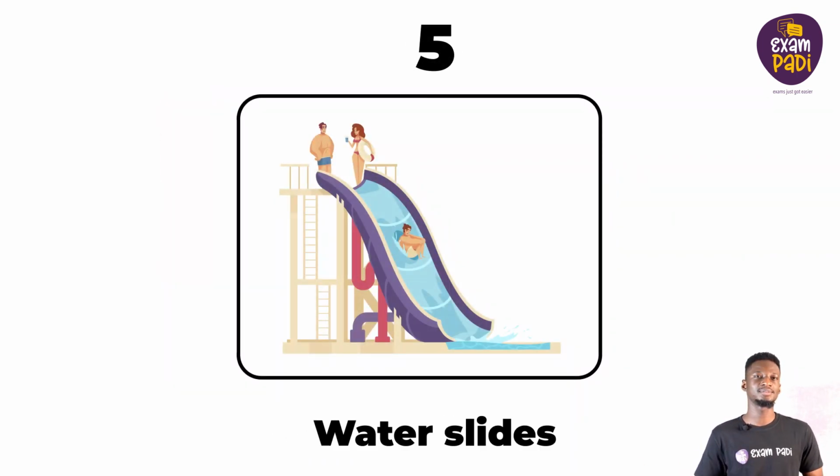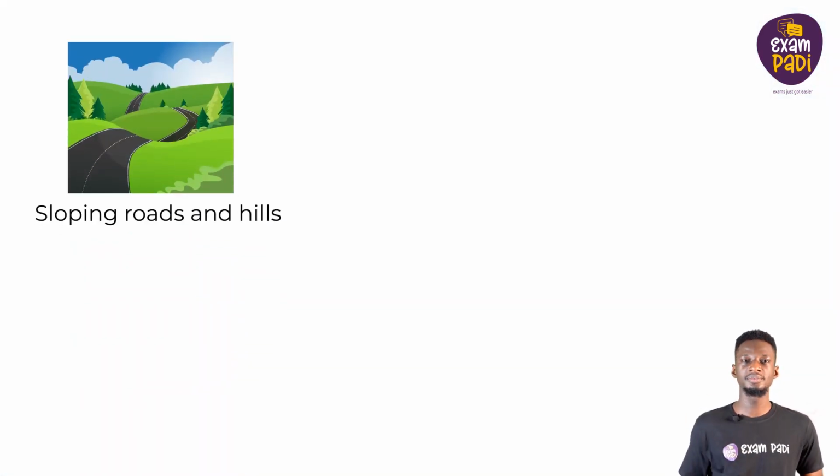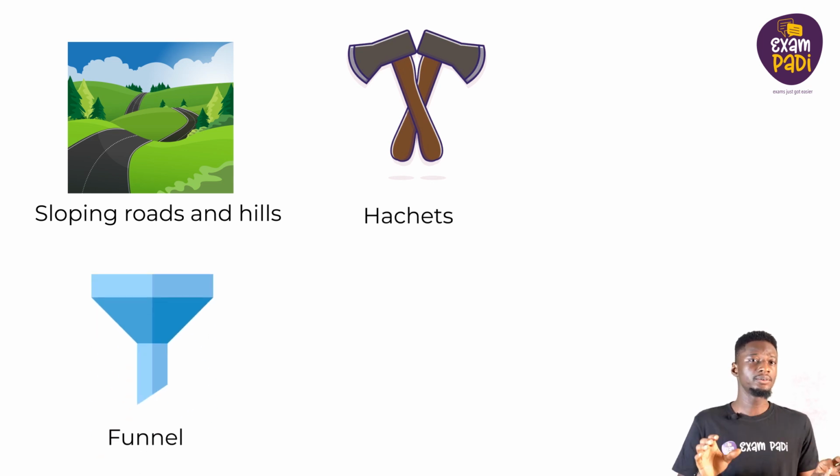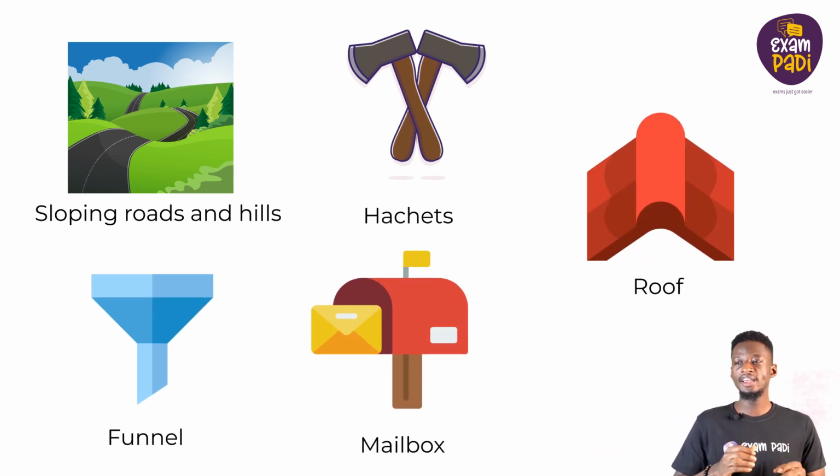5. Water slides. A person climbs to the top and, using the slippery water surface, accelerates down the plane at exciting speed. Other examples include sloping roads and hills, archettes, funnels, mailbox, roof, and so on.